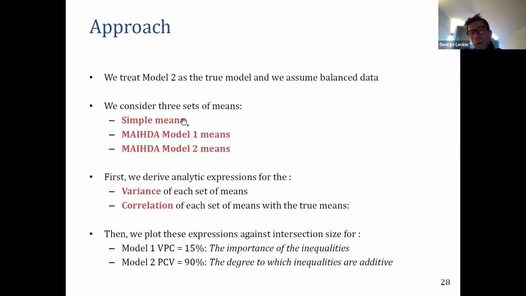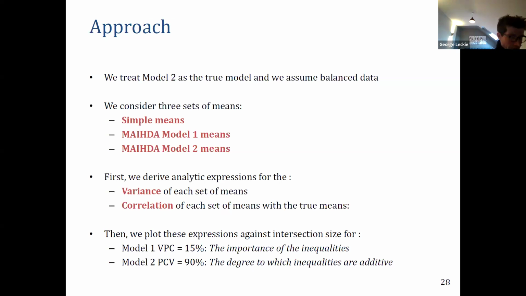But what we do here is we, first of all, consider the entire distribution of intersection means and what is their variance, and how does that compare with the true variance. We know the truth because we are playing God by doing analytic expressions, just like you would in a simulation study, but also how correlated are the means from each of these methods with the true means, and obviously we want a correlation of 1.